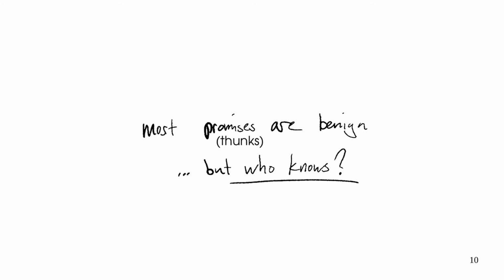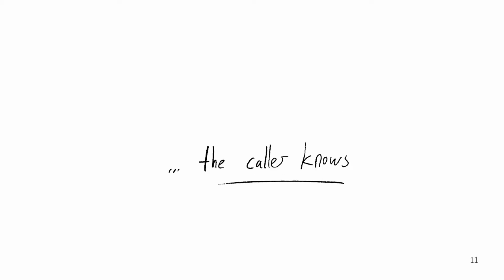Here is a question. Probably most promises that are going to be passed to this Mandelbrot function are completely benign. They will be the number 3, say, or something like that. But, well, who knows? They could be anything. Well, who knows is actually the caller. The caller knows, at the call site we know what we're going to pass to the function. And that's the main idea.